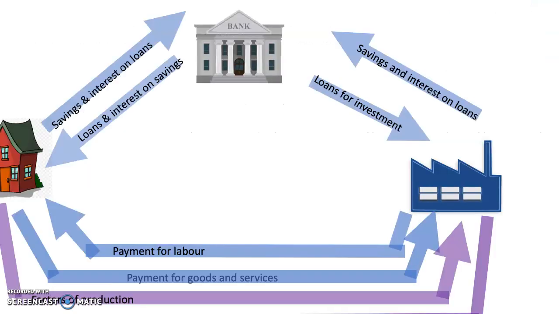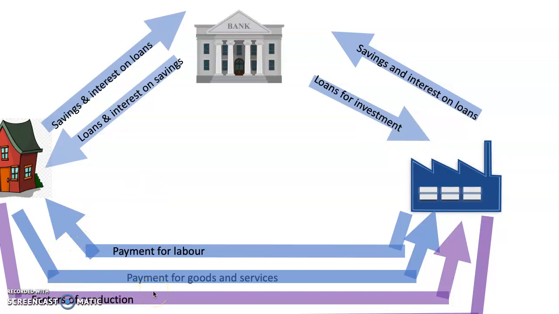Now look at our big circular flow model. Ooh, one of my arrows has cut off the video, I think. So we've got savings and interest and loans and interest on savings going from the households to the bank, the finance sector. Then we've got the same things, loans for investments and savings and interest and loans as the two flows between the producers. Then down the bottom here, we've got our payments for labour, payments for goods and services as our two money flows, and then our purple ones, we've got factors of production, and then we have goods and services going from the producers to the household, and I think that's just off the bottom of the screen.